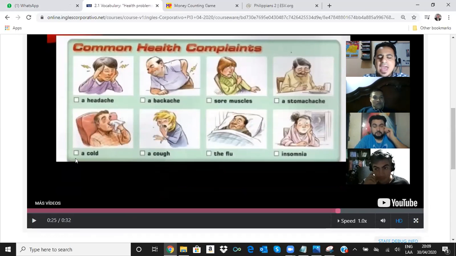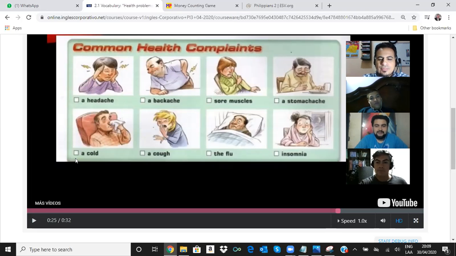What about if I have a cough? If I have a cough, you should go to the doctor. Okay, very good. Very good. Excellent. What should you do if you feel symptoms of the flu?